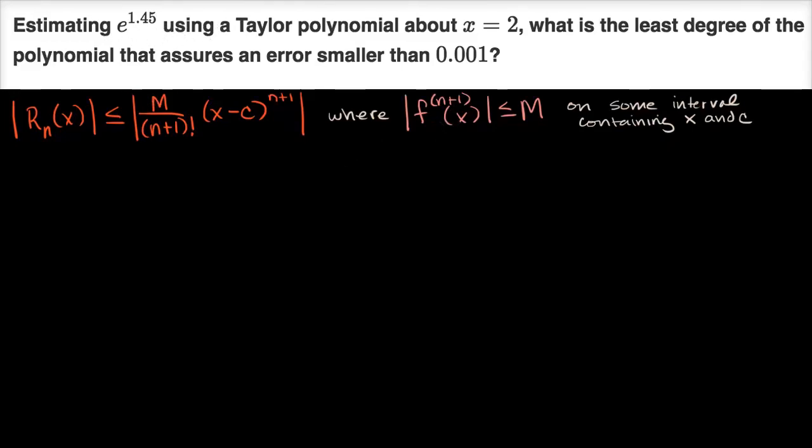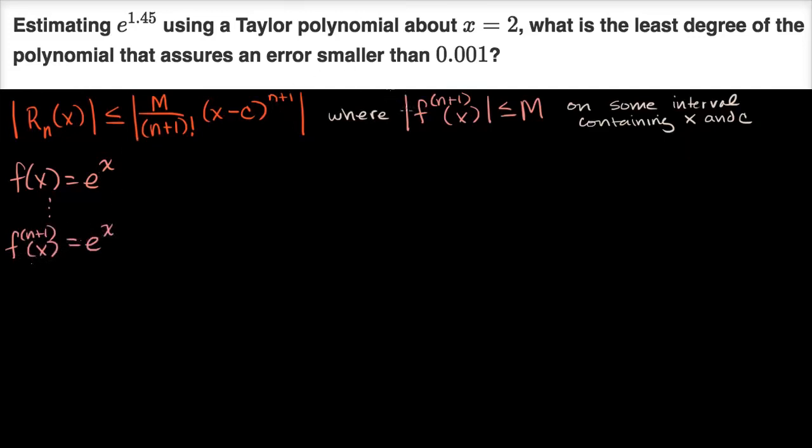So for this particular problem, we're trying to estimate e to the x. So f of x is equal to e to the x, and we're trying to estimate f of 1.45. To figure out what m is, let's remind ourselves that the first derivative of this is going to be e to the x. The second derivative is e to the x. The nth derivative is e to the x. The n plus 1th derivative is e to the x. So the n plus 1th derivative of f is going to be e to the x, which is convenient.